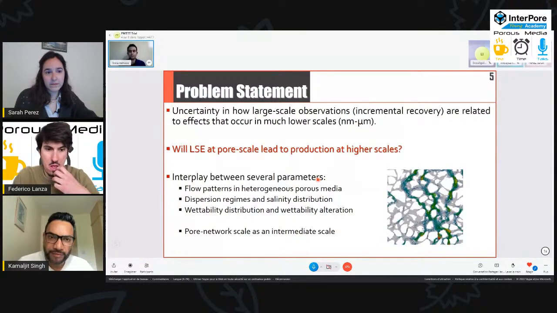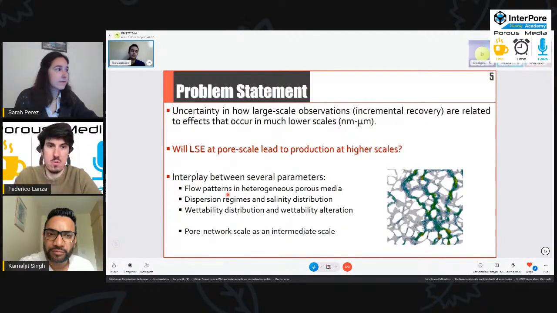And the question is how to study this interplay between these several different parameters. The flow patterns in heterogeneous porous media are different depending on the geometry of the system. And there are different dispersion regimes and salinity distribution inside the system, and the variability of the system itself is not distributed uniformly. And under the flow you have the wettability alteration also, and that changes the dynamics of the system.